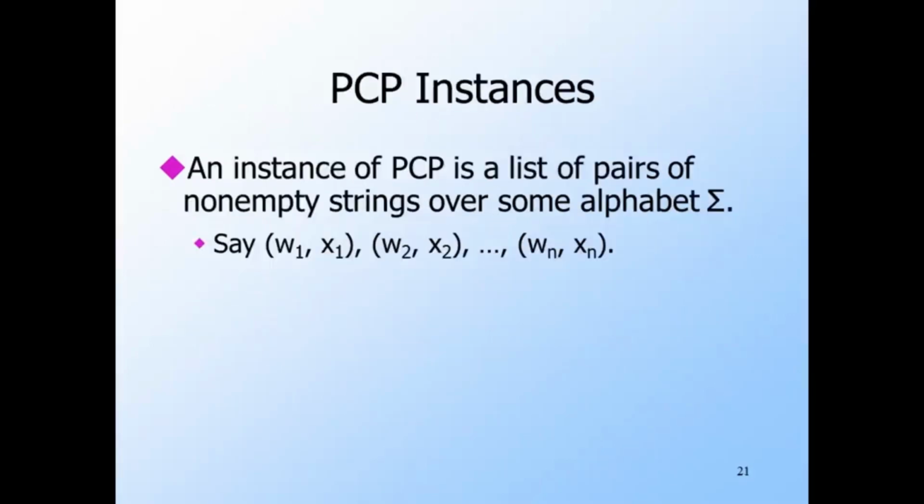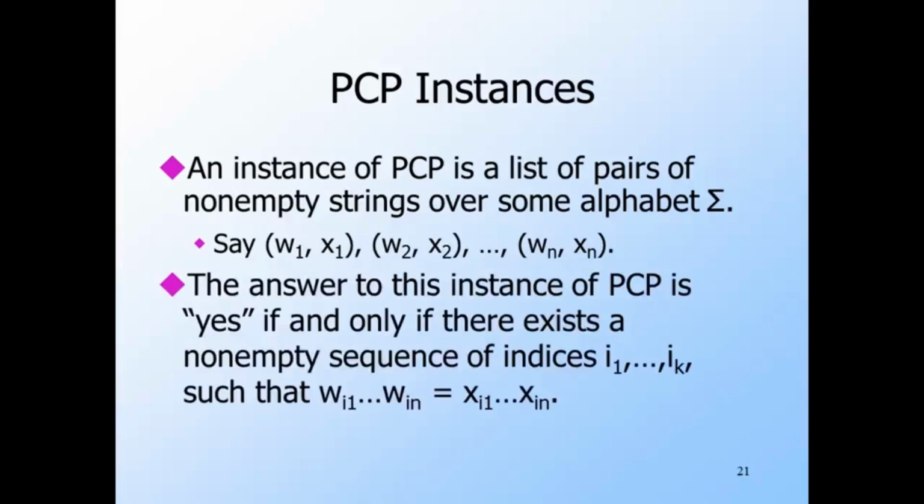An instance of PCP is a list of corresponding strings. That is, a list of pairs of strings over some particular alphabet sigma. The instance has some number of pairs, say n. The first pair is W1, X1, the second is W2, X2, and so on. None of these strings can be the empty string.